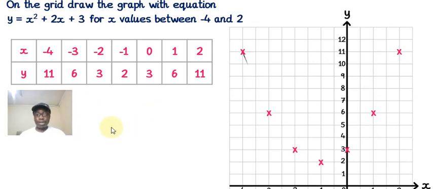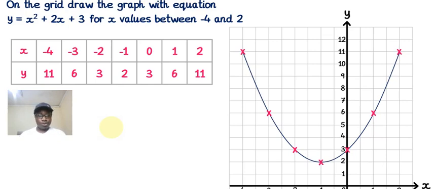Join those points. You don't use a ruler. No, you don't use a ruler. The curve is supposed to be a smooth curve. So what you're supposed to do instead, I don't get all the marks. I should try and put a smooth curve using my free hand.